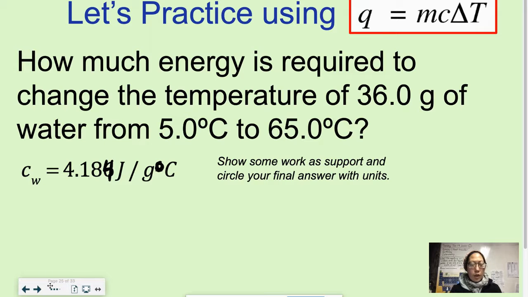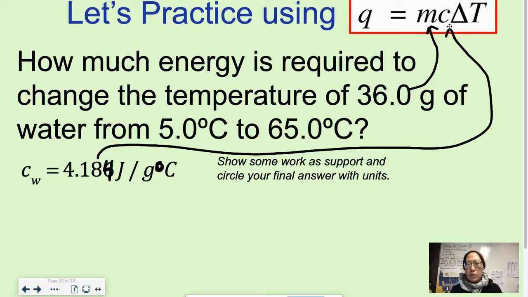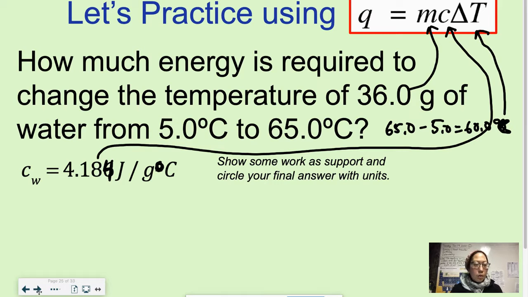So if we plug these numbers into Q equals MCΔT, this 36 is our mass. Our specific heat is 4.184. And then our delta T is going to be 65.0 minus 5.0, so we will get 60.0 degrees Celsius, and that goes into delta T. I've got this set up on the next page.